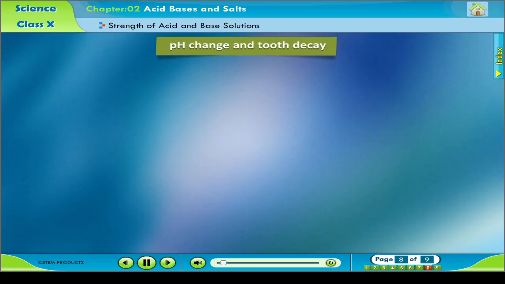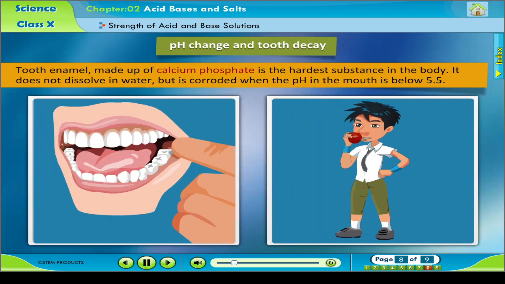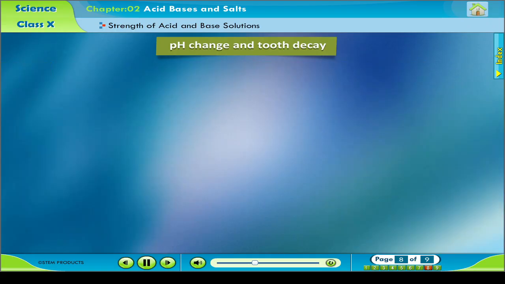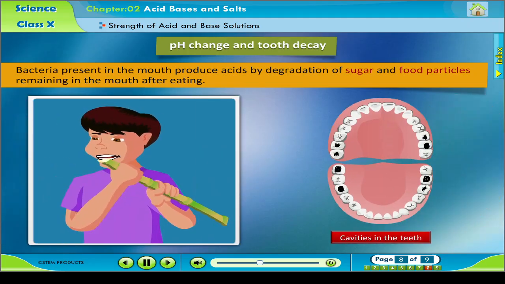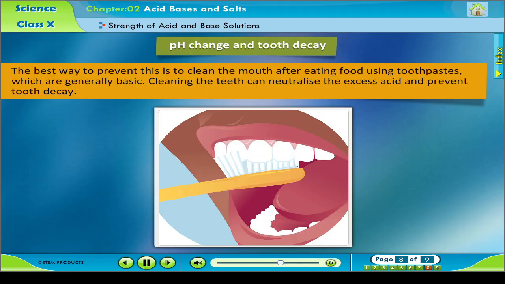Let's understand pH change and tooth decay. Tooth enamel, made up of calcium phosphate, is the hardest substance in the body. It does not dissolve in water, but is corroded when the pH in the mouth is below 5.5. Bacteria present in the mouth produce acids by degradation of sugar and food particles remaining in the mouth after eating. The best way to prevent this is to clean the mouth after eating food using toothpastes, which are generally basic. Cleaning the teeth can neutralize the excess acid and prevent tooth decay.